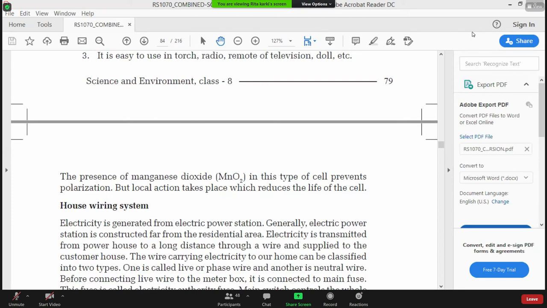Simple cell is made up of two plates called copper and zinc, which are dipped inside the electrolyte called dilute sulphuric acid. Yes. Similarly, what is dry cell made up of? Carbon rod and zinc can. Only carbon rod and zinc can.